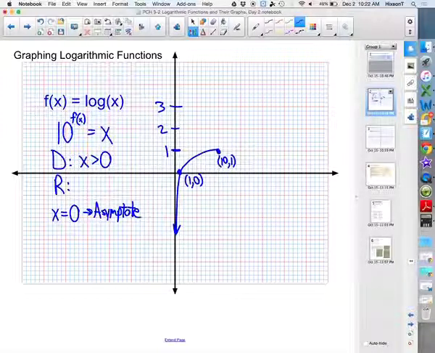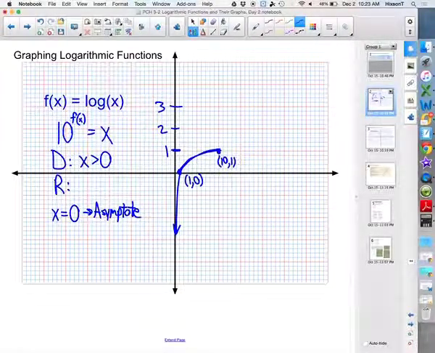Now we need to think about our range. Especially if you look at the exponential form of this, the range should be pretty easy to determine. What is my exponent allowed to be? Any real number. And that's shown because this will go through the point 10, 1. It's going to continue to increase forever. It's increasing really slowly because we don't even get up to 2 until we're all the way over at 100. But it will continue to increase forever. So our domain is x is greater than 0. Our range is all real numbers.